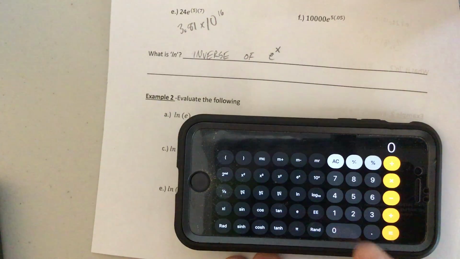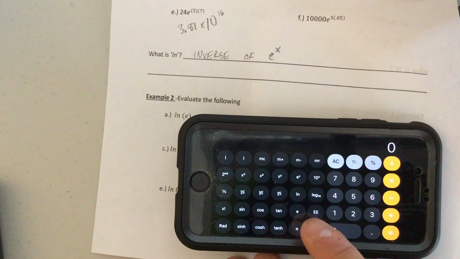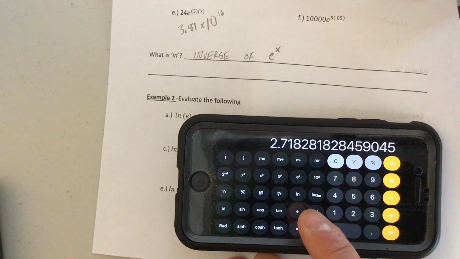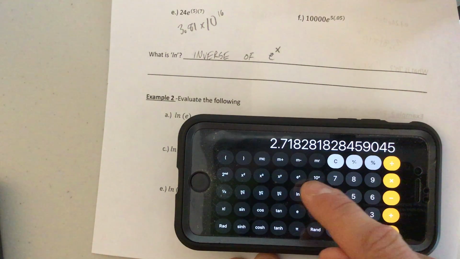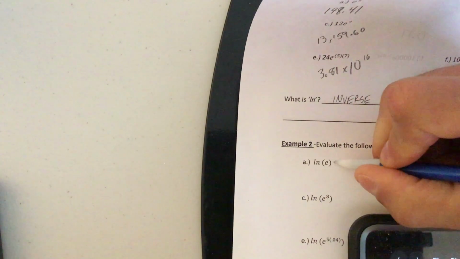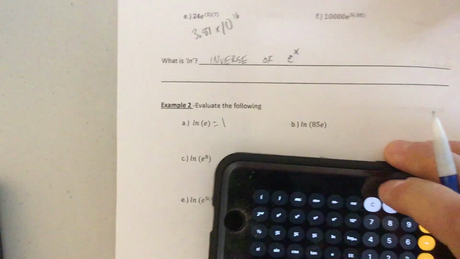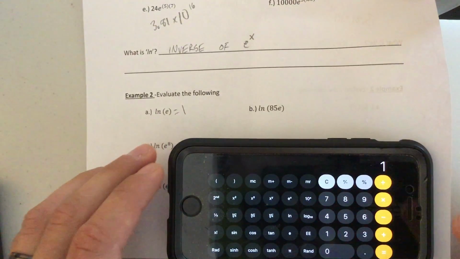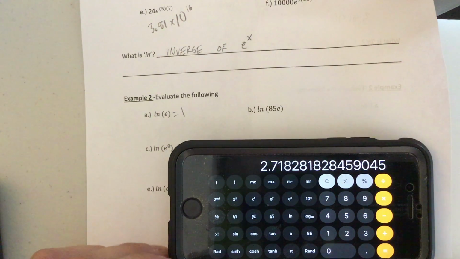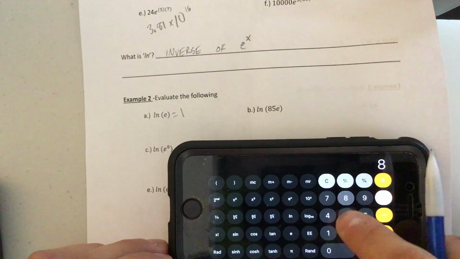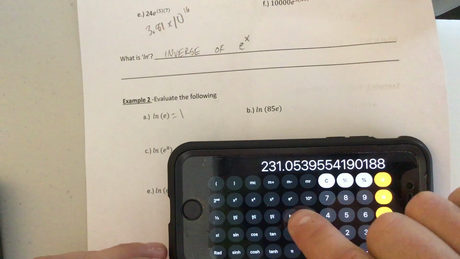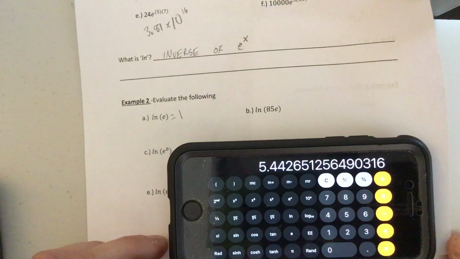Below e to the x is natural log, and then below that is the number e. So example 2a said natural log of e. Hit e first, and then we'll hit the natural log. Notice they cancel each other out. They're inverses, so that gives me 1. Letter B says 85e. So I'm going to hit e, times 85, which is 231 point blah blah blah, and then take the natural log of that. So we get 5.44.